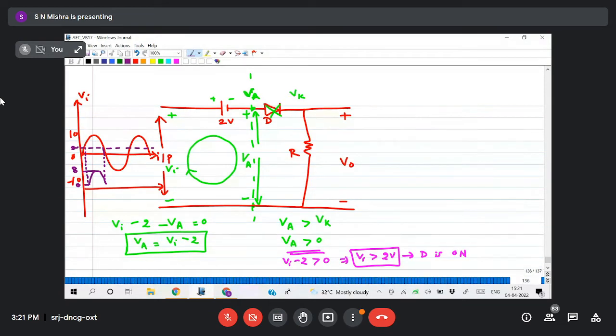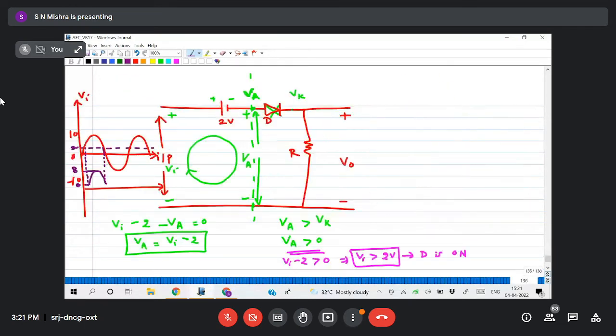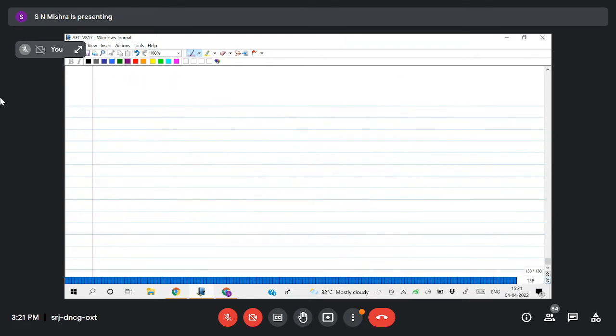Then as soon as it comes down below 2, the output voltage is again 0. Then after this point again it follows the input voltage, like this. So this is your 0 line. Now this one is not your 0 line. This is 0. This is 8. If I draw a bigger one, look.